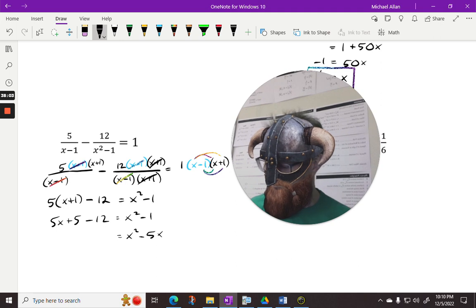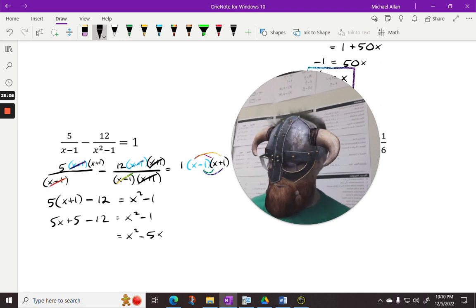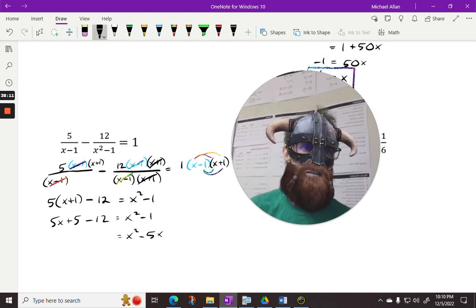What do we have here? We've got negative 1. I'm going to add over the 12 minus the 5. Delete. Enter. So I get a positive 6 here. All right, so it's equal to 0. Factor it out.